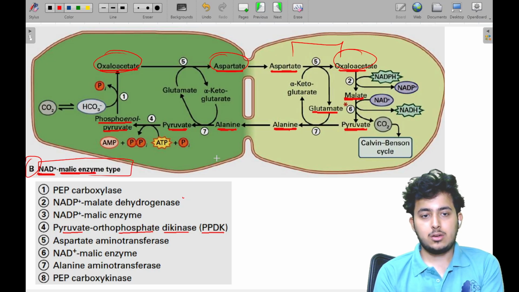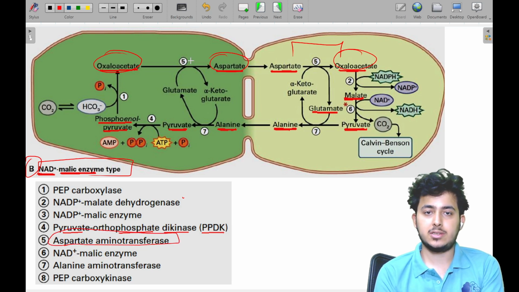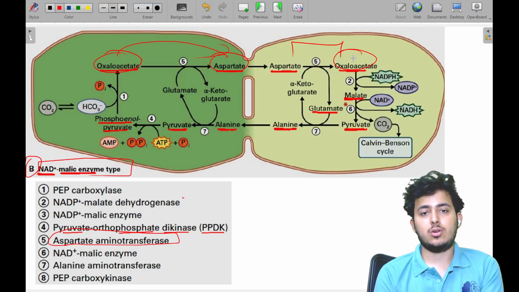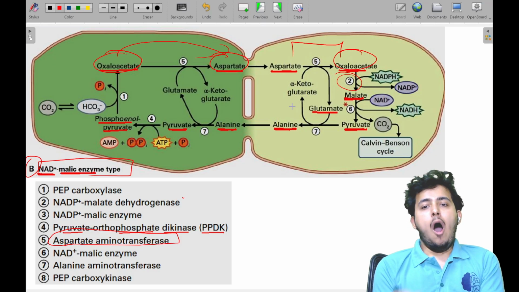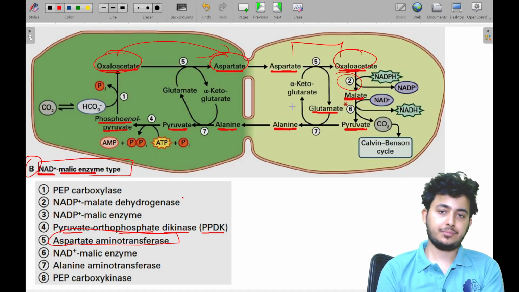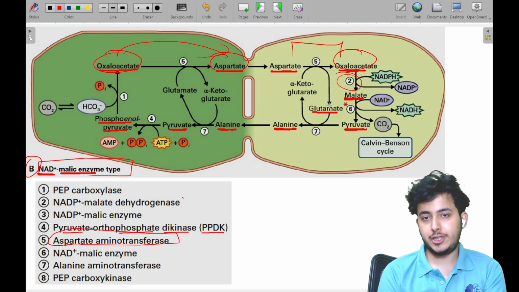Sorry, not NAD plus malate dehydrogenase. It is aspartate aminotransferase, the enzyme that is carrying out this transfer. Then aspartate to oxaloacetate, again you have the same enzyme. Then alpha ketoglutarate to glutamate things are happening, and then here you are having NAD plus malate dehydrogenase that is leading to the oxidation of NADH to NAD plus, okay, and the reduction of oxaloacetate to malate.